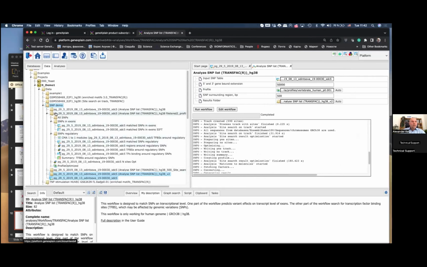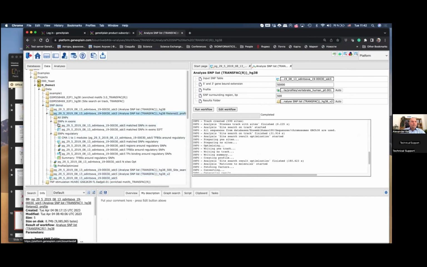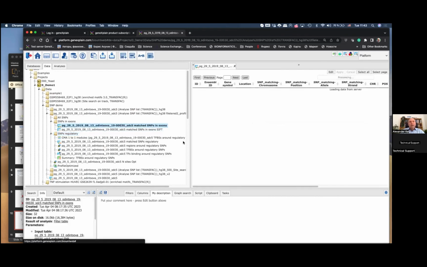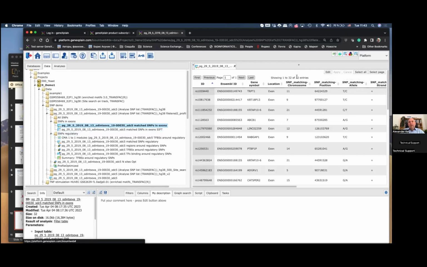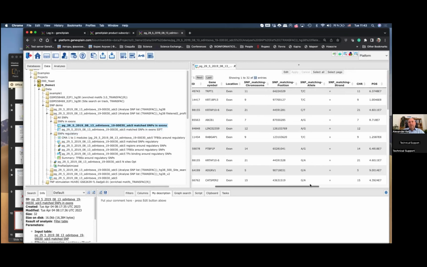So let me do it like that. So you see here that's a folder with the results. These are SNPs in exons. These are SNPs in regulatory regions, which means regions either 5' regions of genome, 3' regions of genome, or introns. And then the other results are showing those SNPs. First, let's have a look at those SNPs which hit the exons. There are only 32 SNPs which actually fit the exons.